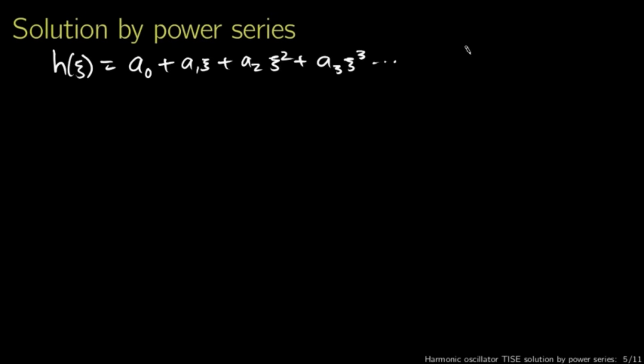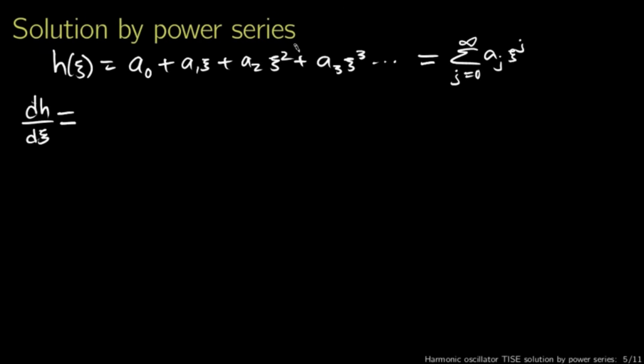This sum continues, potentially infinitely, so let's write it as an infinite sum. Sum of j equals 0 to infinity of a sub j xi to the j. This is our general solution, and if we knew all of these coefficients, we would know everything about our solution. In order to substitute this into our differential equation, we're going to need to know first derivatives and second derivatives of this power series. So let's calculate a first derivative, dh d xi.